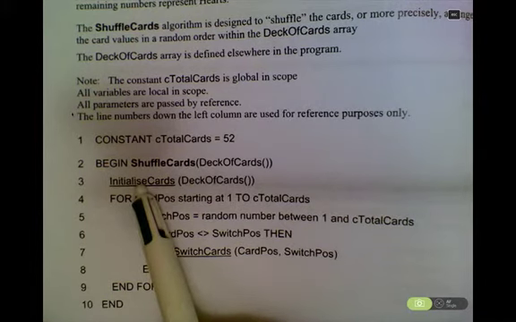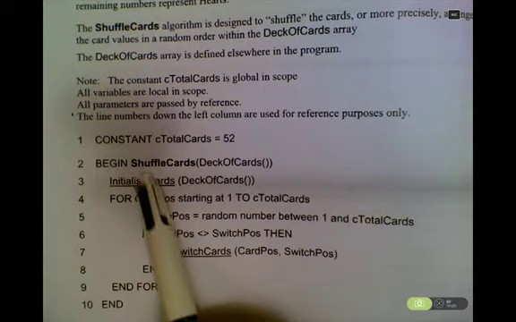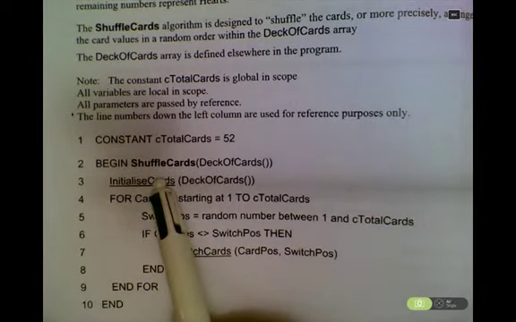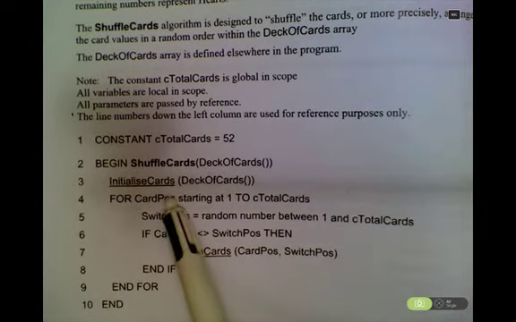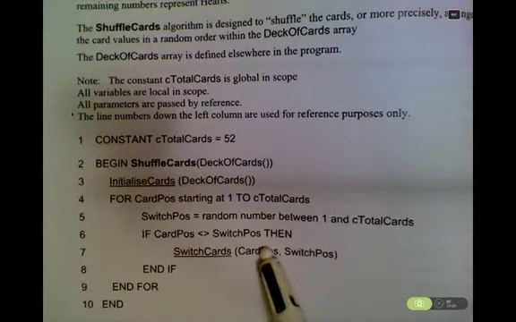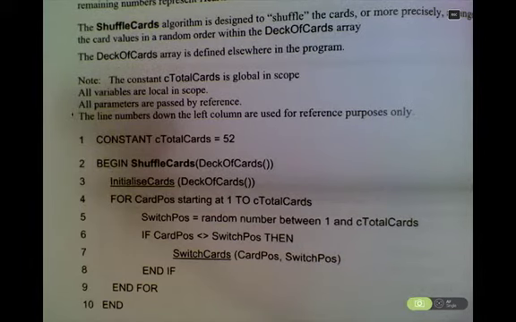We know that it is a subprogram of a module because it has this underline here. In the sequence in which an algorithm would take place, once it begins, it will execute this subprogram first and will not start this loop until it has finished executing that subprogram. So we go through, carrying out its processes, and we have another subprogram here called switch card, which has card pos and switch pos as two parameters that it is also going to use. And that's the end of that module.